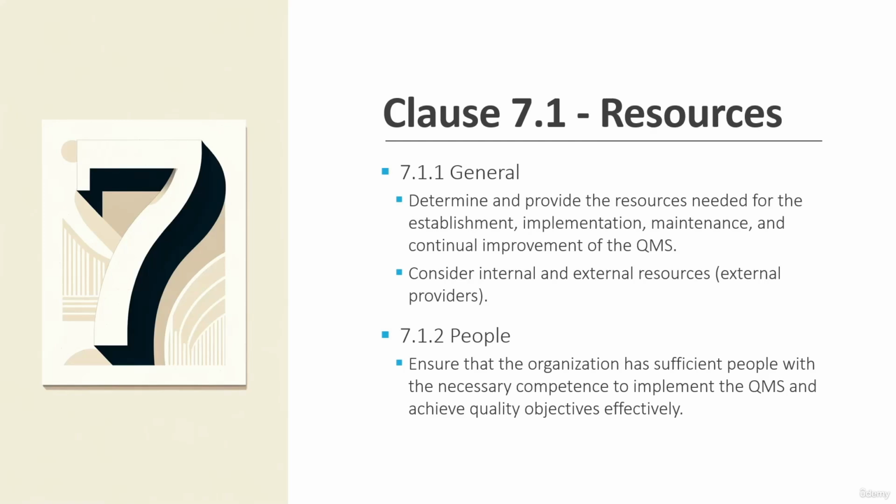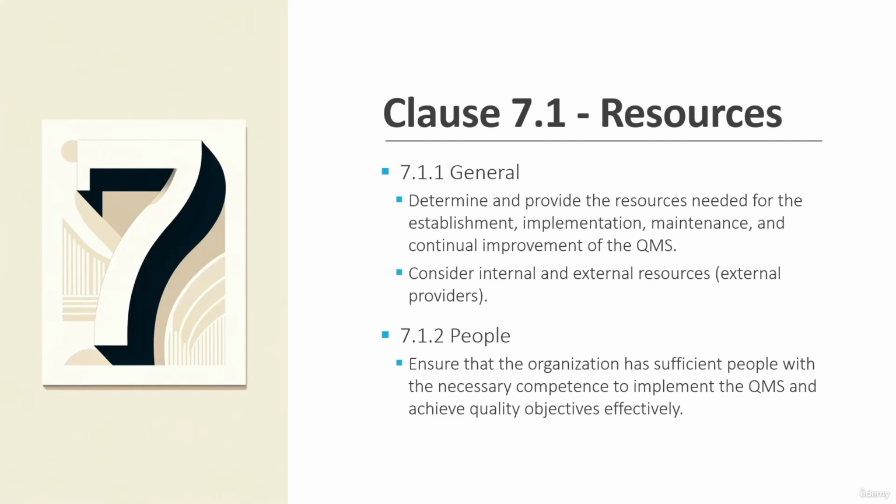Now in resources also there are various resources. For example, people, infrastructure, environment, monitoring and measuring, organizational knowledge. So these are sub-clauses of 7.1. The first one is 7.1.1, which is general. In general, the standard says that the organization shall determine and provide resources needed for the proper implementation of the quality management system and its continuous improvement. In simple terms, management will provide resources.